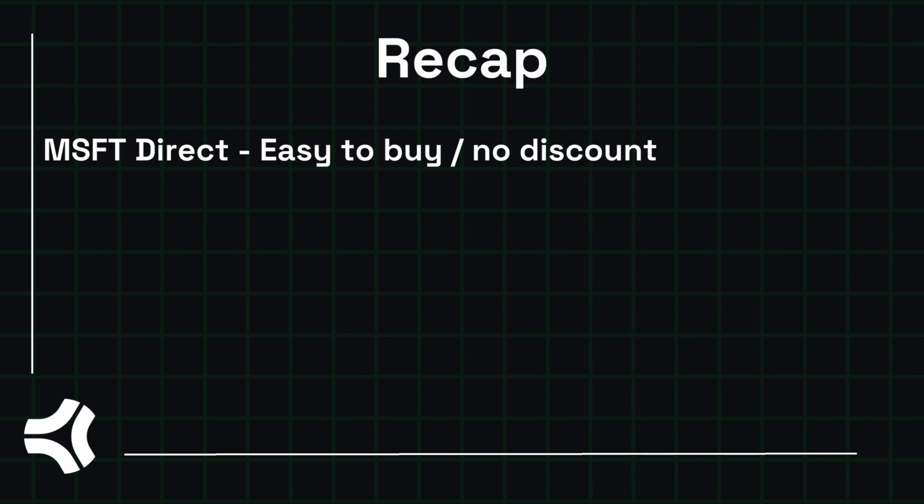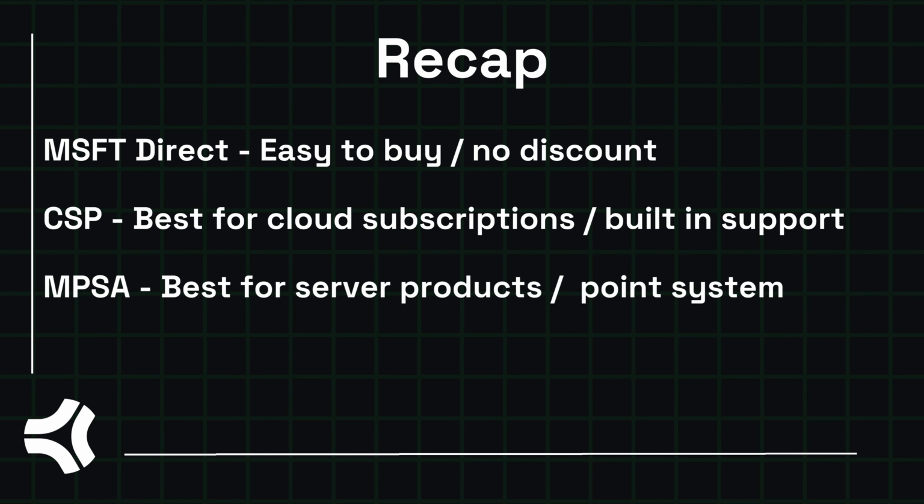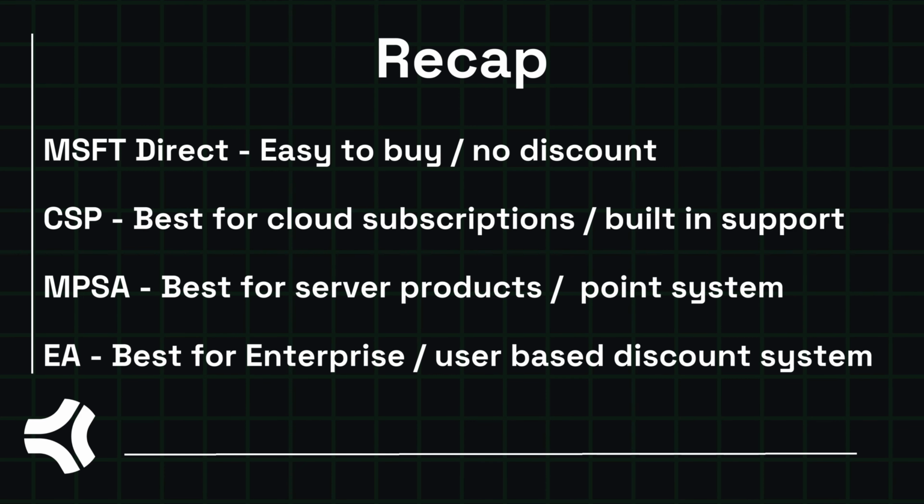So there you have it, our Microsoft Licensing Agreement 101. In summary, Microsoft.com is quick and easy, but doesn't offer any discounts or custom terms. CSP is excellent for cloud subscriptions and also has built-in support through your cloud solution provider. MPSA is perfect for on-premises or perpetually licensed product and also gives you discounts like a points reward system that gives you more discounts over time. And then the EA is for large organizations who want to leverage the latest and greatest Microsoft technology and deploy it through their entire business. It also comes with some bells and whistles that make it easier to buy and manage your licenses.